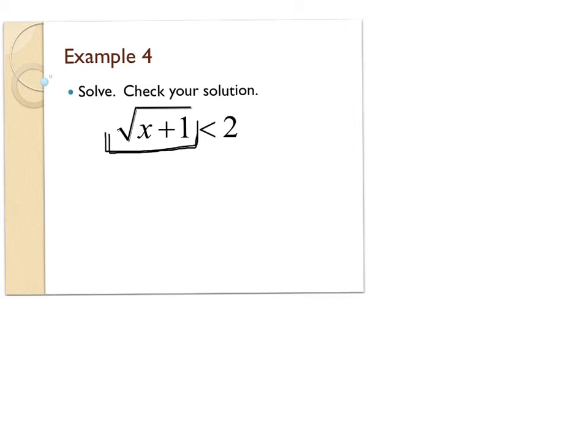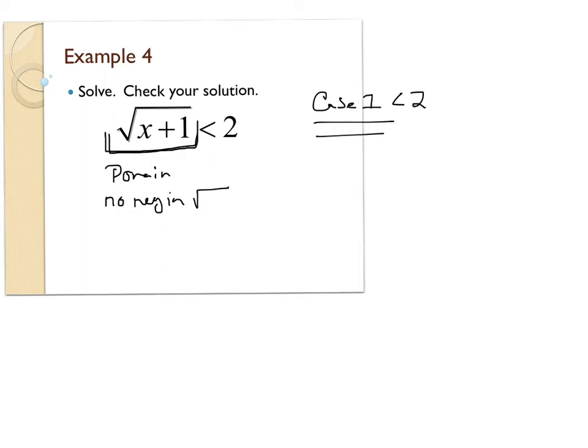So our domain is going to be affecting our solution, okay? So we know we can't have a negative number. And when I mean negative number, we have no negative number in the square root. So I have to consider two separate situations. I have to consider, so case 1, we have to be less than 2, okay? Case 2, the radical has to be greater than or equal to 0, or what's inside has to be greater than or equal to 0.